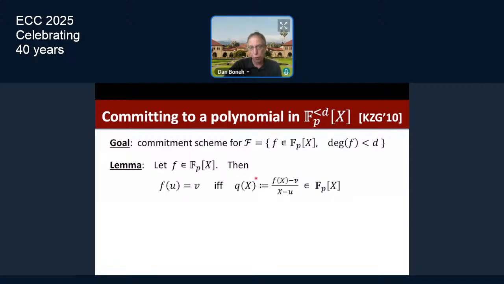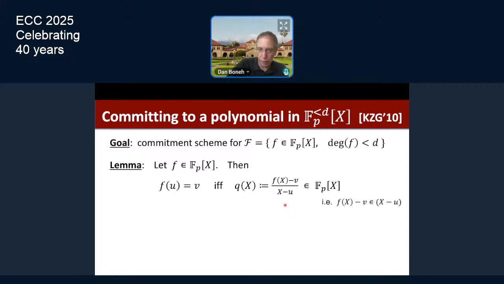And so it's based on this one simple observation that a polynomial satisfies f of u is equal to v. So the polynomial evaluates to v at the point u, if it so happens that when we look at this quotient here, f of x minus v divided by x minus u, this quotient has to be a polynomial. If this is a polynomial, then it's not difficult to see that it must be the case that f of u is equal to v.